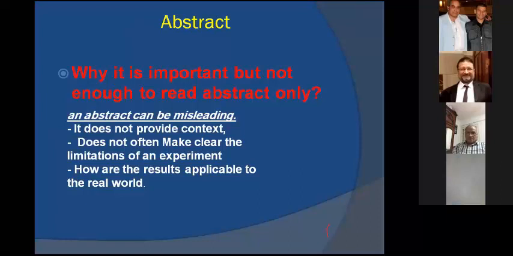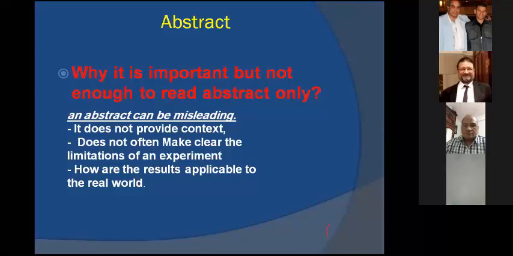Now let's go through one study. As you said previously, the study is one piece of a puzzle. Each piece of this puzzle will connect to the others. Let's get the first piece of our puzzle, which is the abstract. The abstract is important, but is it enough to read to know all about the study? No.